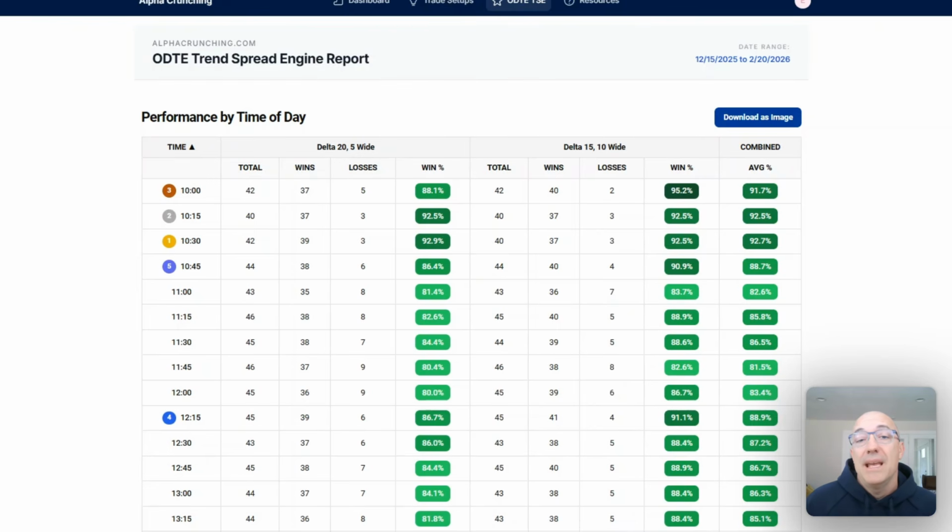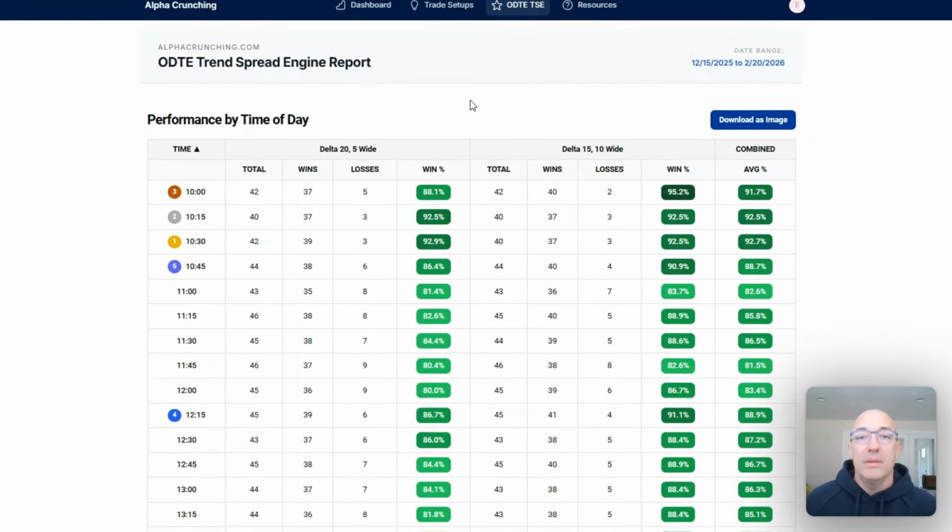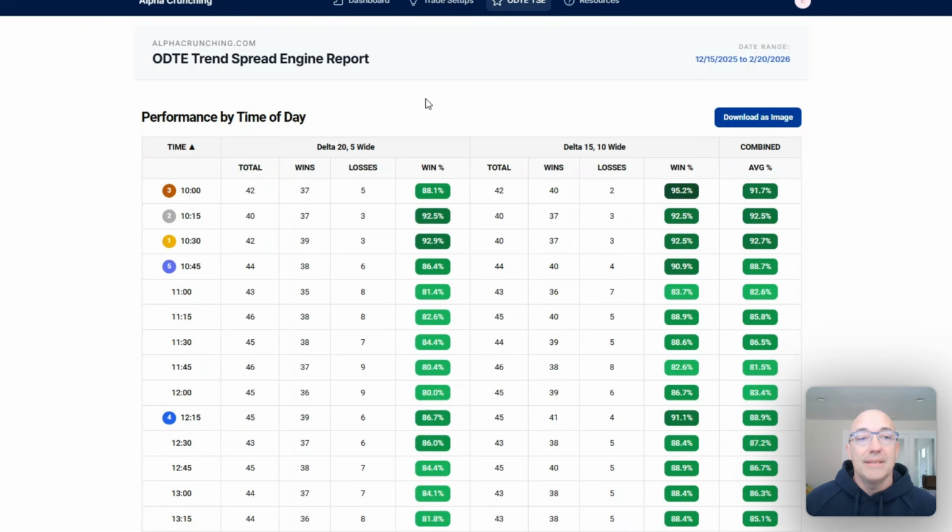You can check it on your own. What you're seeing here is a ranked breakdown of alert performance by time of day, and this helps you know when to focus on these trend-based 0DTE trades. In this week's report, we can see that the top performing timeframes are in the 10 to 10:45 zone. We rank them 1 through 5. We do have a 12:15 p.m. These are Eastern times, by the way.